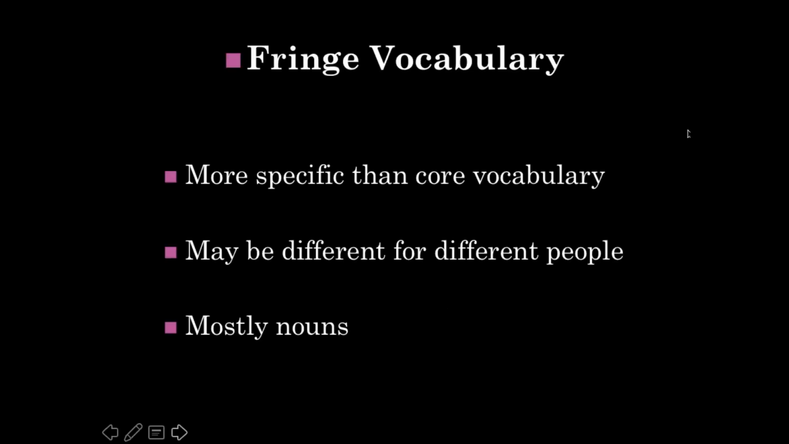All right. Fringe vocabulary. That's kind of the opposite of core vocabulary. That's where your nouns are sitting. So fringe vocabulary is mostly nouns. It's more specific than core vocabulary. It's going to be different for different people. So if you're somebody who's into snowboarding and you have somebody that's into crocheting, those are two completely different hobbies or interests, and the vocabulary around them is going to be different.